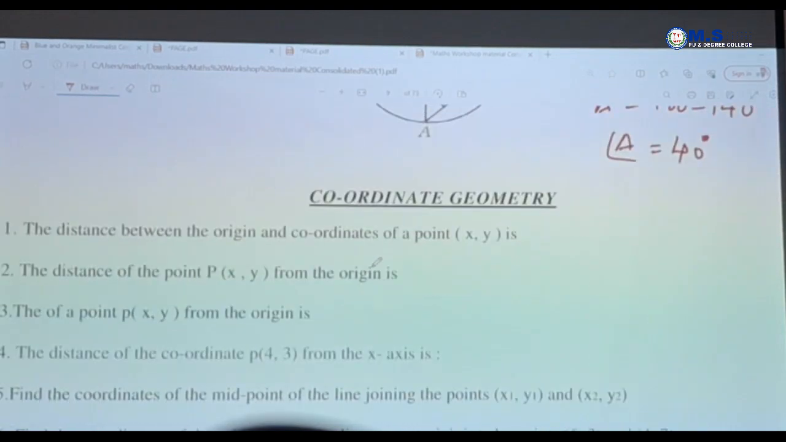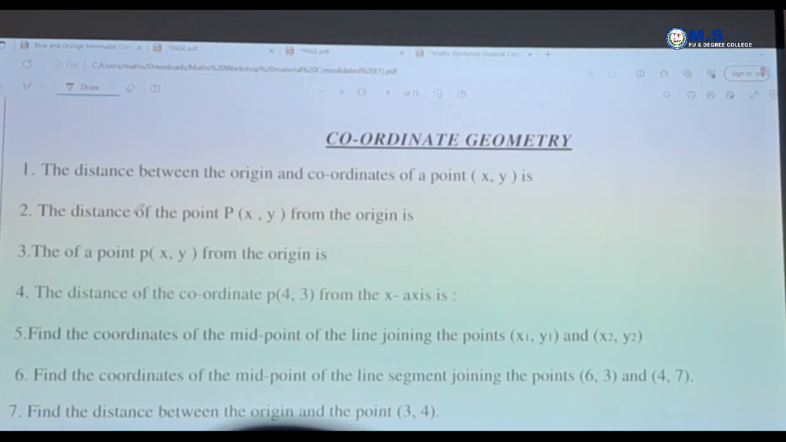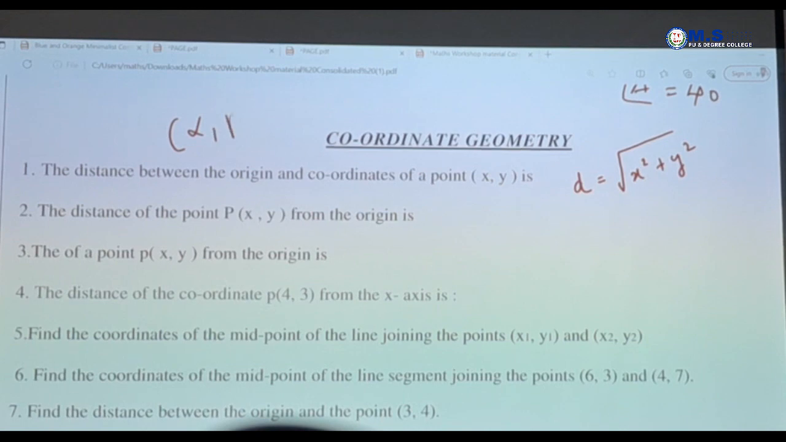Coordinate geometry, very simple chapter. The distance between the origin and the point P of x, y is what? The distance between the origin and the point is given by the root of x square plus y square. If the point is alpha comma beta, what is the distance? Root of alpha square plus beta square. If the point is P and Q, root of, just replace x and y by P square and Q square. The distance of the point P of x comma y from the origin is what? This is a repeated question.